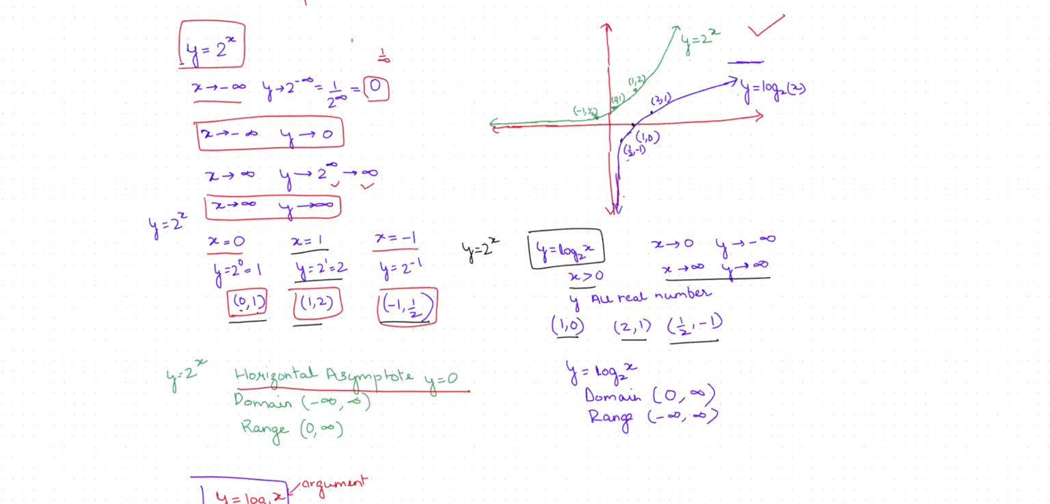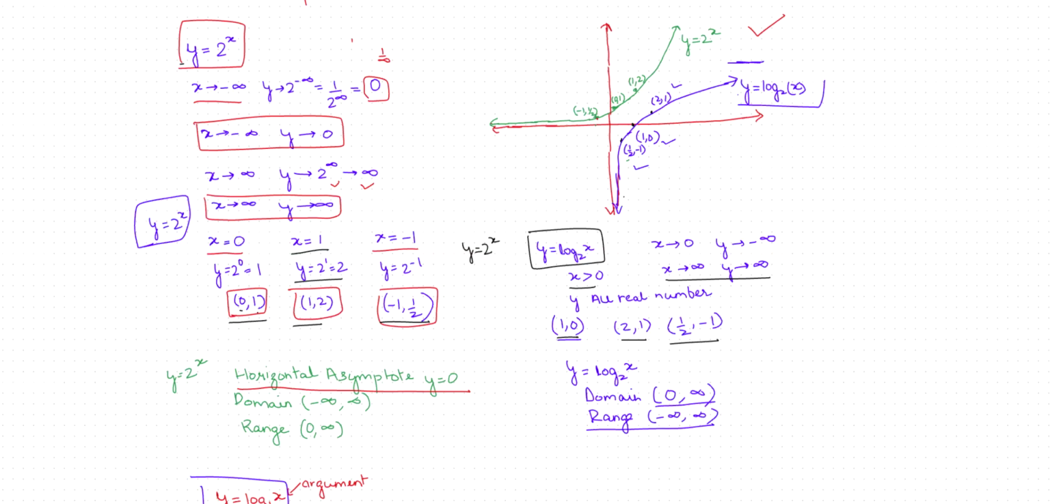So we see that this blue color is the log graph, the log base 2 of x graph. And here we interchange the values which we got from y is equal to 2 to the x: here 1, 0, here 2, 1, and here half, negative 1. And the domain here is all values greater than 0, and the range is from minus infinity to infinity. And the vertical asymptote here is x is equal to 0.